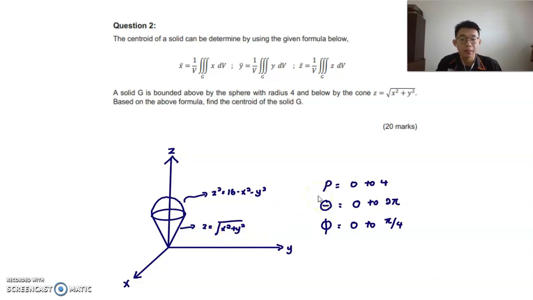So now I'm going to write the limits for the solid G here. Rho, we know that rho is basically the radius, which is 0 to 4 based on this sphere. And then theta is going to be the angle in the xy plane. As we can see here, the xy plane is basically 360 degrees. So the limits for theta is from 0 to 2 pi, and for phi it's going to be the angle from the z axis, which is 45 degrees. So we're going to put the limit for phi 0 to pi over 4.